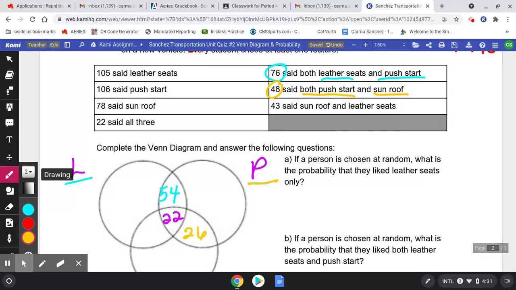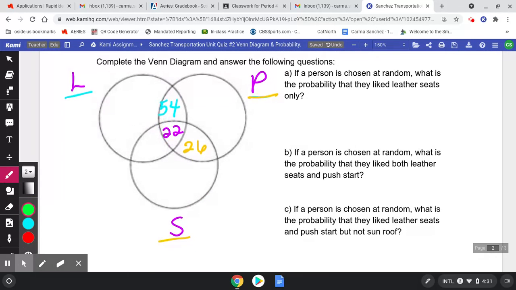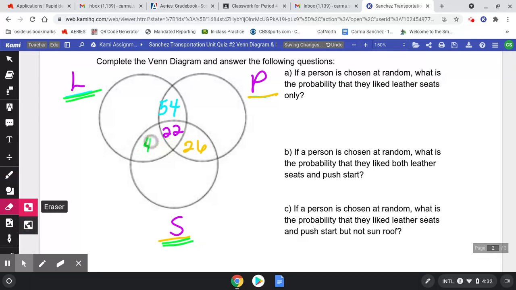Okay, finally, let's go do the 43 that said sunroof and leather seats. So again, we do not just write the 43 right here because 22 have already been counted. So 43 minus 22 that have already been counted is what goes right here. So 21 in this spot on the outside.